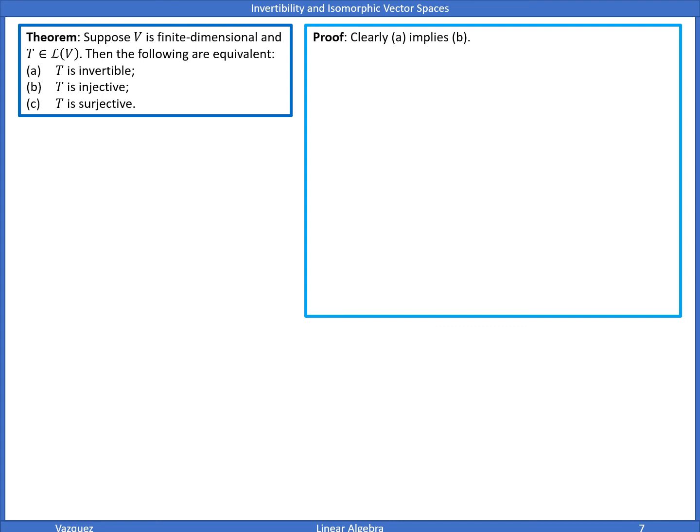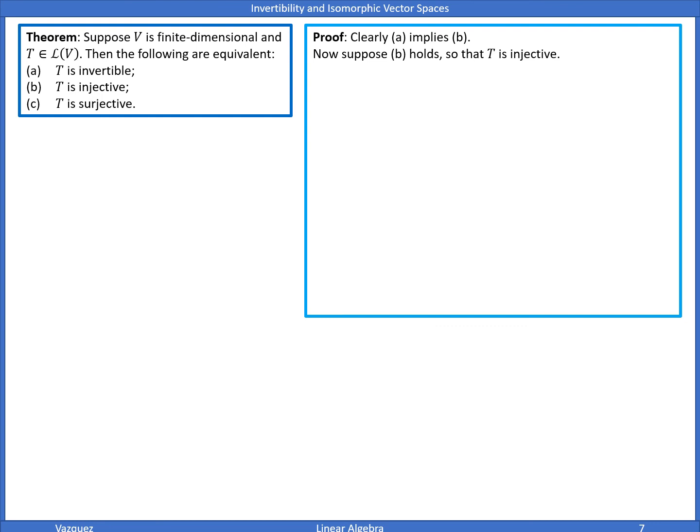So A implies B, right? Definitely, if T is invertible, we saw that it's injective and surjective. So we get A implies B for free. If it's invertible, then it's injective. So that's clear. Now, suppose B holds.